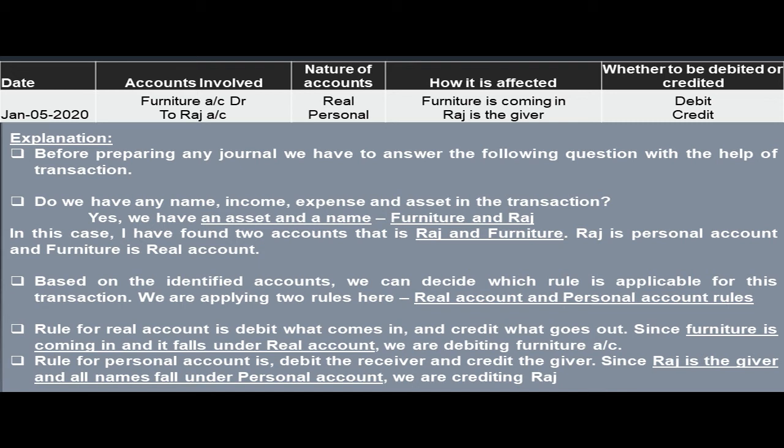Here we are applying two rules. Those are the real account rule and personal account rule. The rule for real account is debit what comes in and credit what goes out. Since furniture is coming into the business and it falls under real account, we are debiting furniture account. The rule for personal account is debit the receiver and credit the giver. Since Raj is the giver and all the names come under personal account, we are crediting Raj.